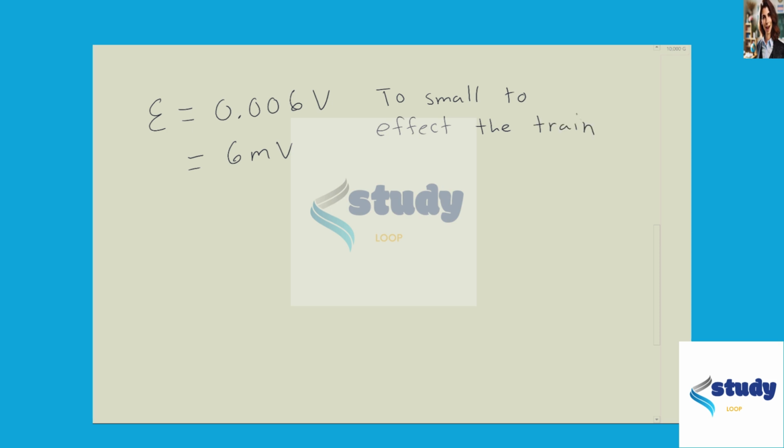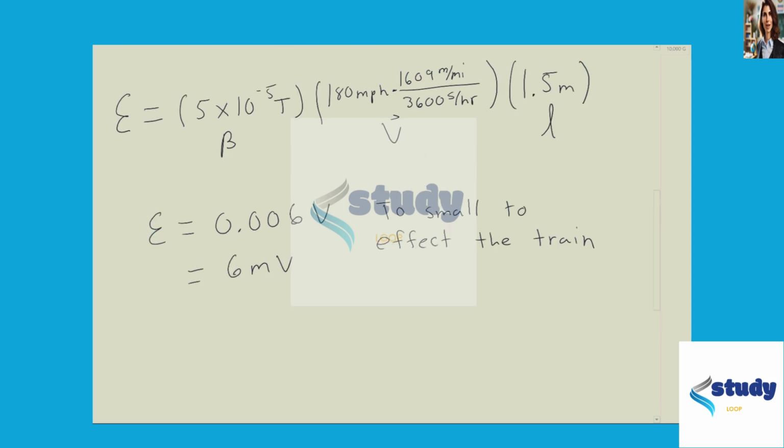So now we're moving on to part B. Part B is asking us if the maximum potential between the wingtips of an airplane will affect the airplane at all. So we do the same thing. We're still looking at our potential difference, or motional electromagnetic force, between the wingtips. So we're still using E, motional electromagnetic force, equal to our magnetic field times the velocity of the airplane times the distance between the wingtips.